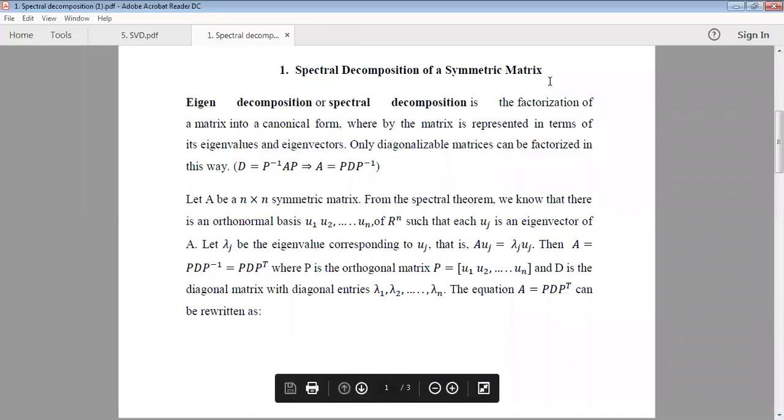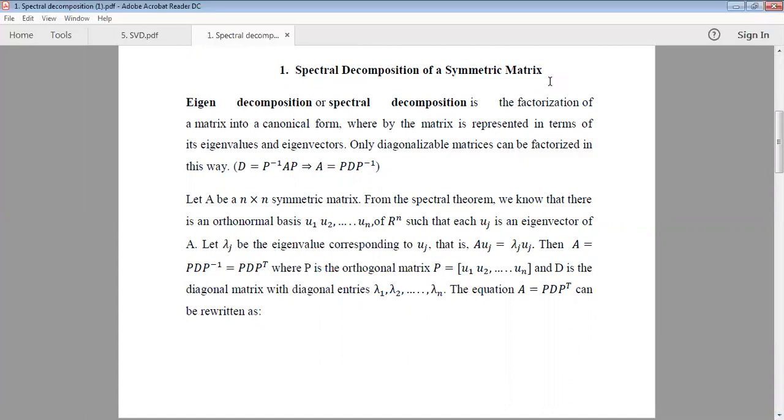Now we see the spectral decomposition of a symmetric matrix. This is also called eigen decomposition. Eigen decomposition or spectral decomposition is the factorization of a matrix into a canonical form, whereby the matrix is represented in terms of its eigenvalues and eigenvectors. Only diagonalizable matrices can be factorized in this way. So P inverse AP equals D. This implies A equals PDP inverse.